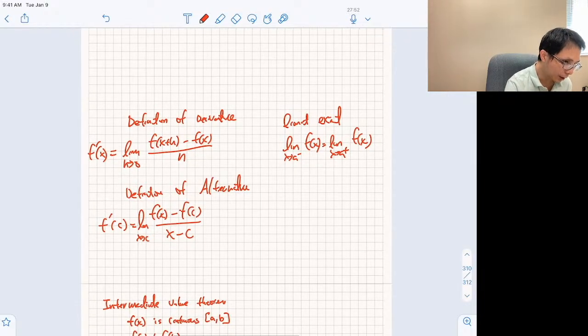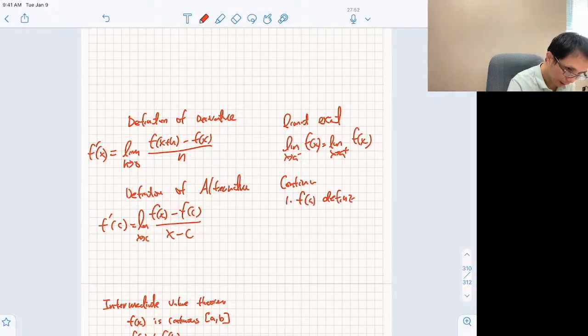And next is continuous. Well, for continuous there are three things, right? One, f of a must be defined. Two, the limit as x approaches a must exist, which is this part. And third, the limit as x approaches a of f of x must equal f of a.